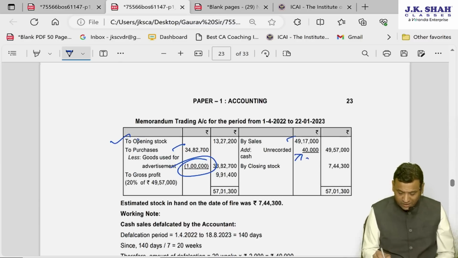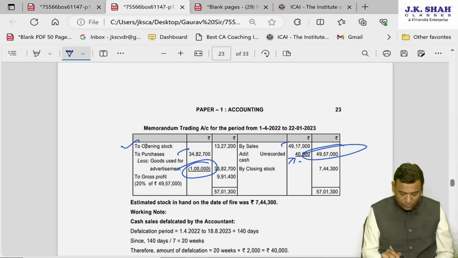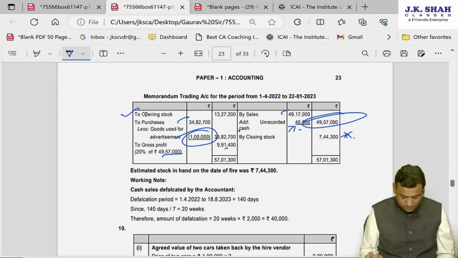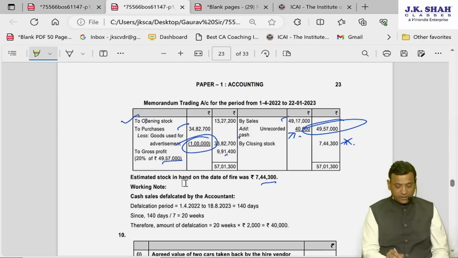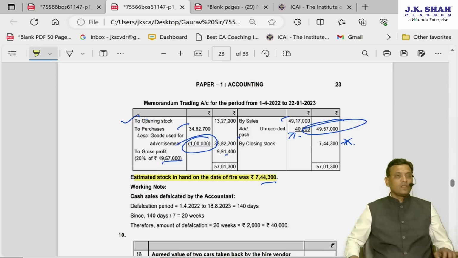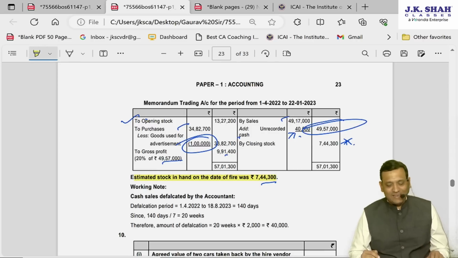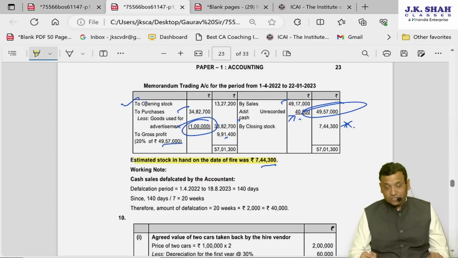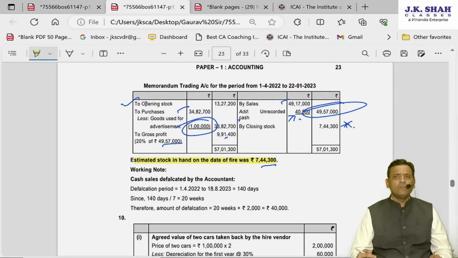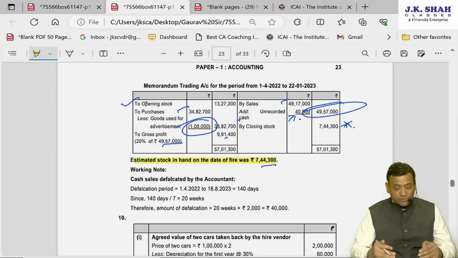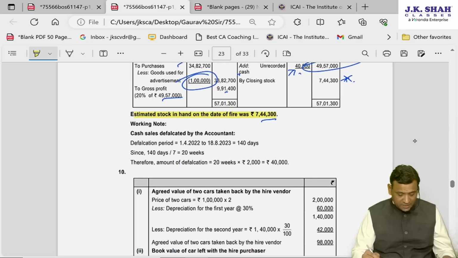And now, 49,57,000 into 20%, that is my profit. Closing stock is a balancing figure: 7,44,300. So simple, na? Yes, friends, because in class, when you were doing all the average and complex, challenging questions, you will be finding all these questions to be very, very easy.